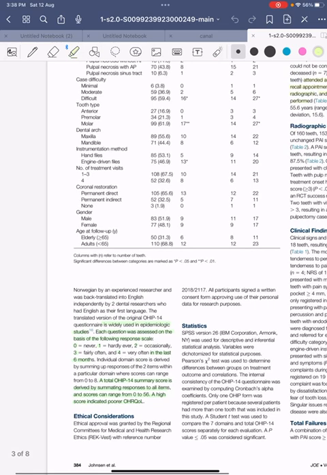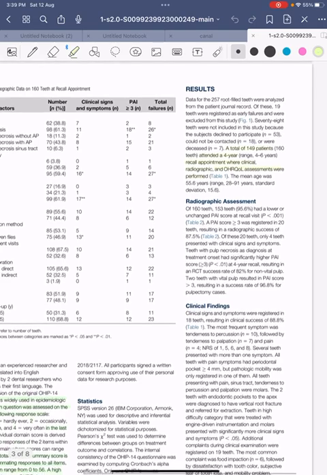An individual domain score is derived by summing up the responses of the 2 items within a particular domain, where the score can range from 0 to 8. A total OHIP-14 summary score is derived by summating the responses to all items, and the score can range from 0 to 56. A high score indicates poor oral health related quality of life.